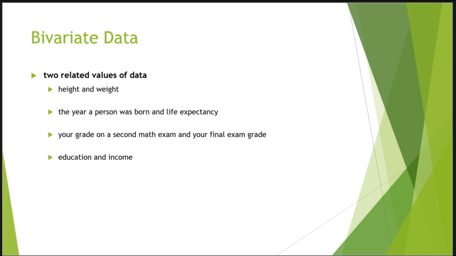Up to this point, you've used single-valued or univariate data. This lesson introduces bivariate data, which are 2 related values of data. Examples include height and weight, like 72 inches, 200 pounds, the year a person was born and life expectancy, so 1950, 65 years, your grade on a second math exam and your final exam, education and income, etc. You will learn the basics of how to determine if there is a linear relationship between the 2 values of the bivariate data by understanding the concepts of linear regression and correlation.